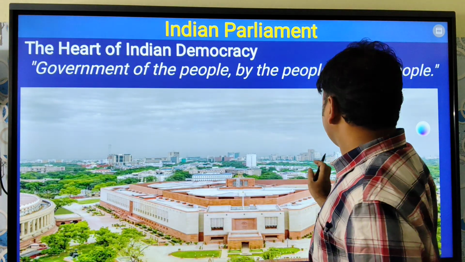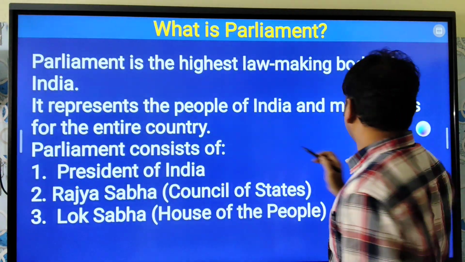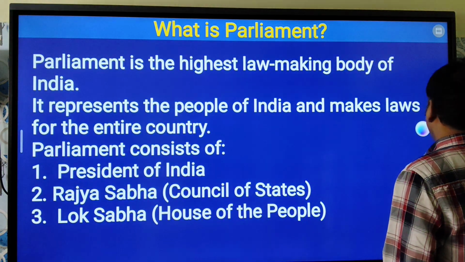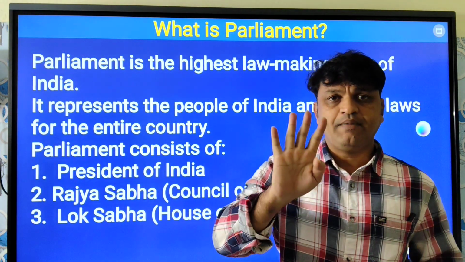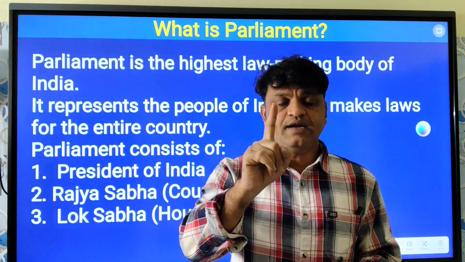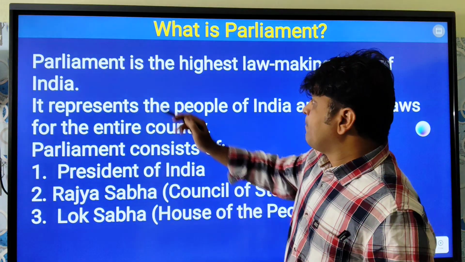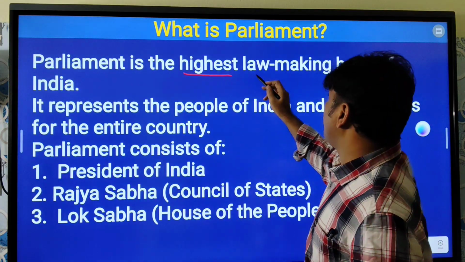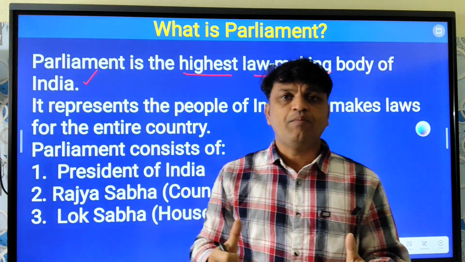Now going to the next slide. What do you mean by Parliament? Parliament comprises three bodies: the President, the Lok Sabha and the Rajya Sabha. Parliament is the highest lawmaking body of India.